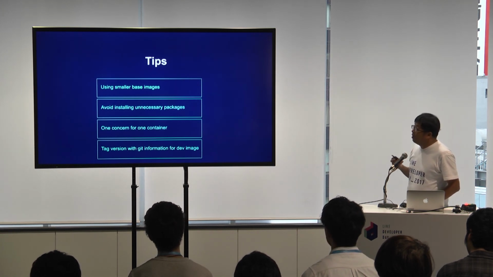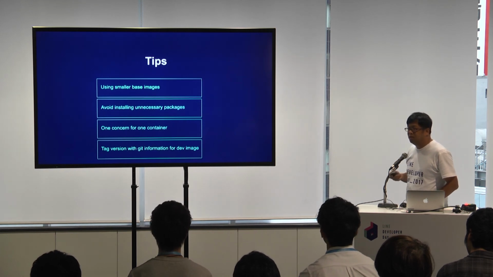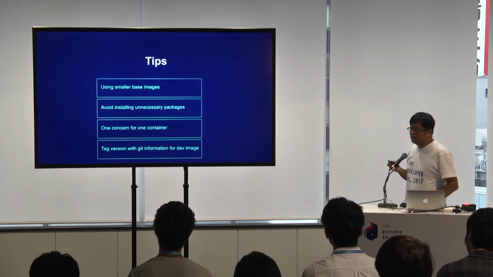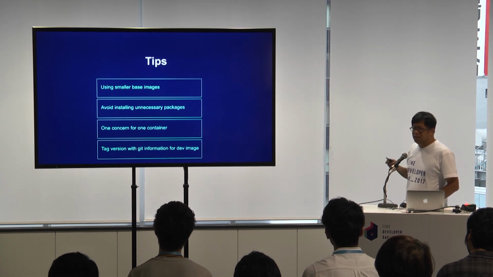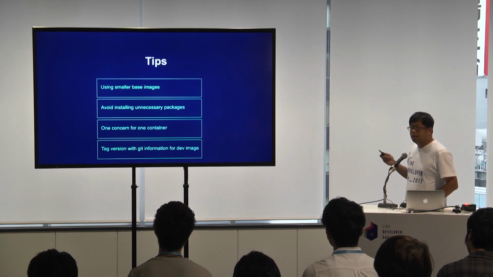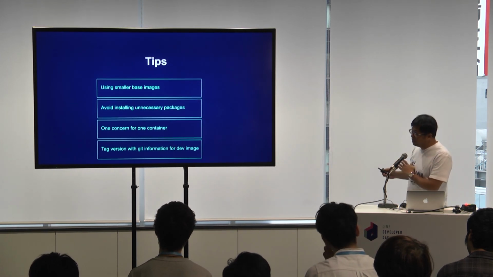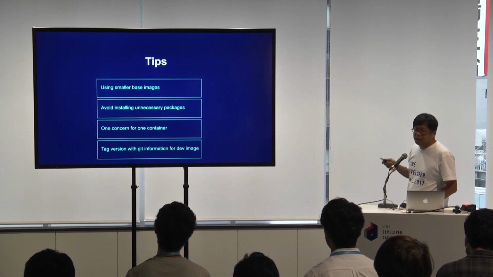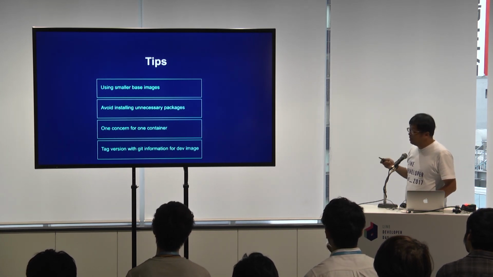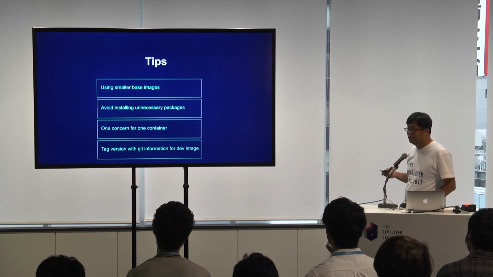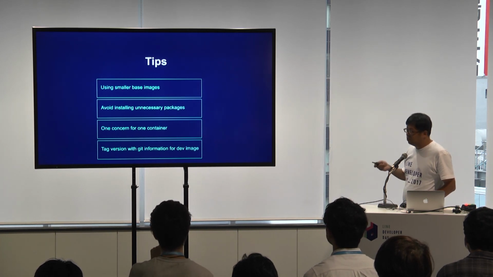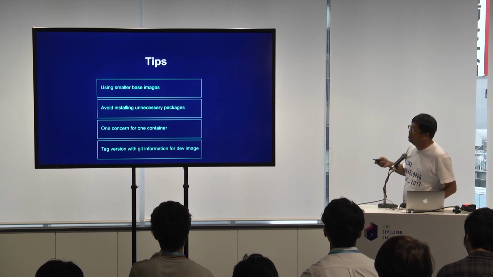Each container should have only one concern. A container is not a virtual machine, so you don't want to run Redis and MongoDB in a single container. You should run them in several containers. That makes us focus on what we do. And you can tag the container version with Git information, for example the Git hash. That will help you quickly select the code you want to verify.